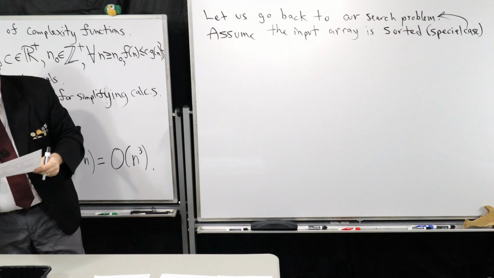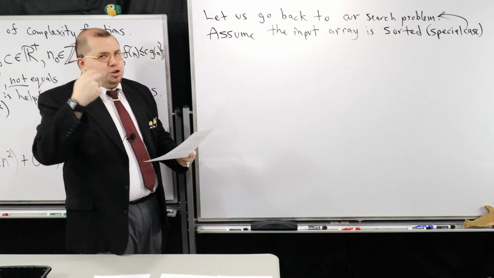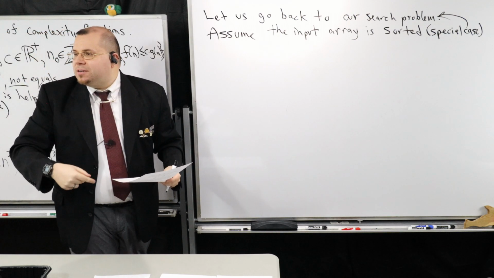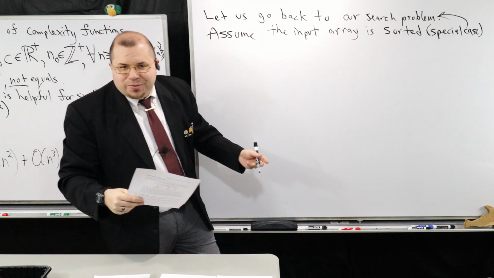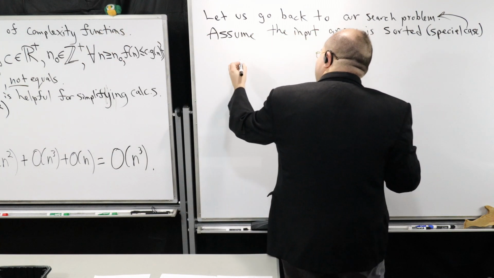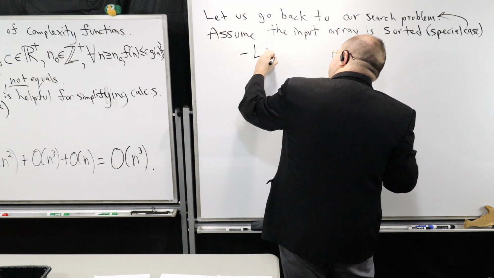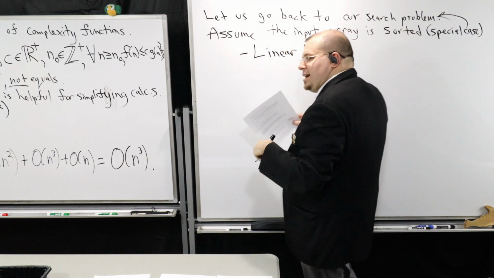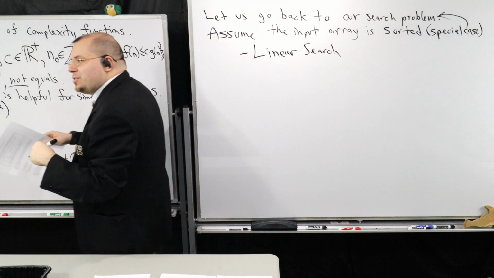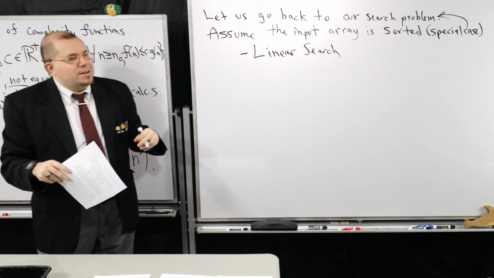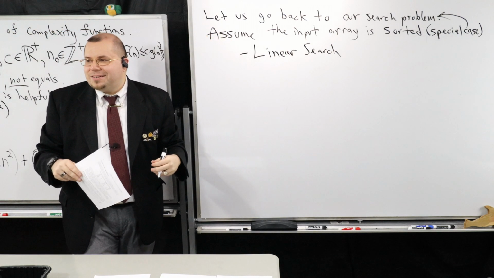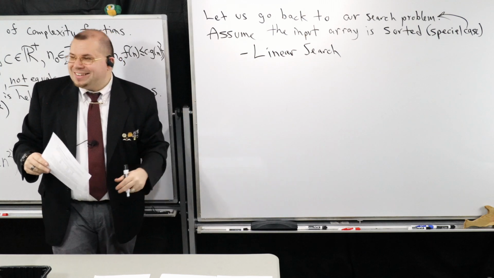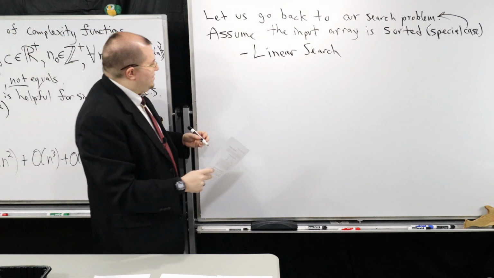So, can somebody tell me two different algorithms I can use here? We already saw one of them earlier today. We have a couple of different algorithms we can use for this case. We have linear search. What's the other one? It starts with a B. And it's not balloons. Binary search. Very good.